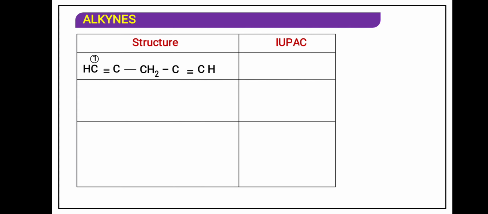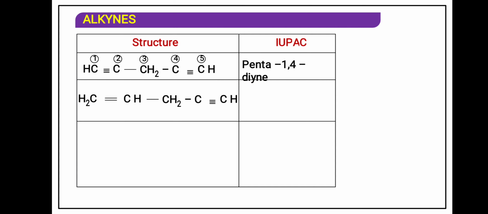Let's see. This is penta, AN replaced by YNE. In case the functional group is repeated more than one time, the A of AN is retained, and the triple bonds are at position number 1 and at position 4. That is why it is penta-1,4-diyne, 2 triple bonds.